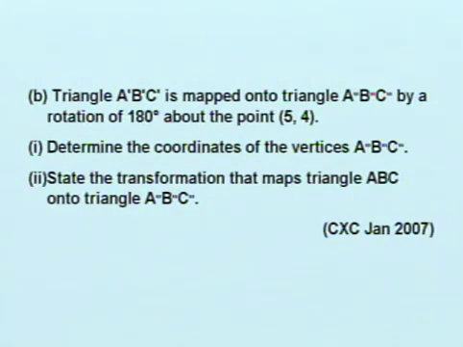Part B of the question. Triangle A dash, B dash, C dash is mapped onto triangle A double dash, B double dash, C double dash by a rotation of 180 degrees about the point (5, 4). Part 1. Determine the coordinates of the vertices A double dash, B double dash, C double dash. Part 2. State the transformation that maps triangle ABC onto triangle A double dash, B double dash, C double dash. Question taken from CXC January 2007.